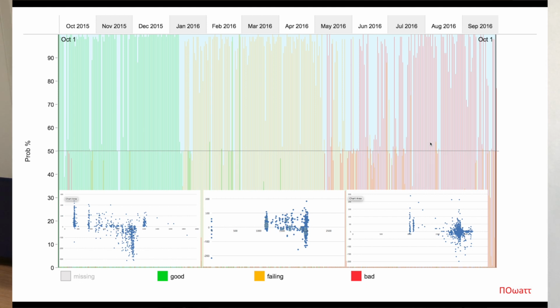And so without any human interaction, the AI learns these patterns, and of course we have to tell it what those patterns mean, but once we've done that, it can see them in thousands of devices.